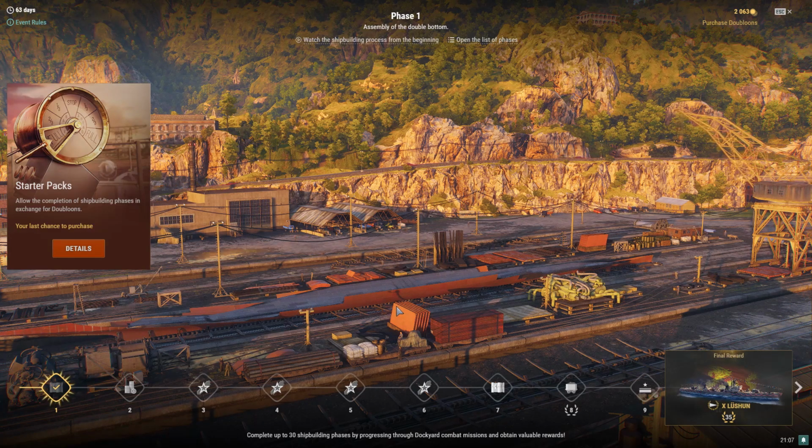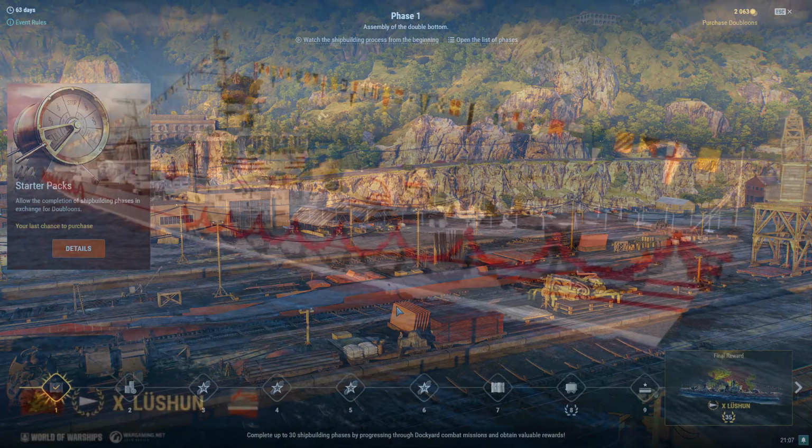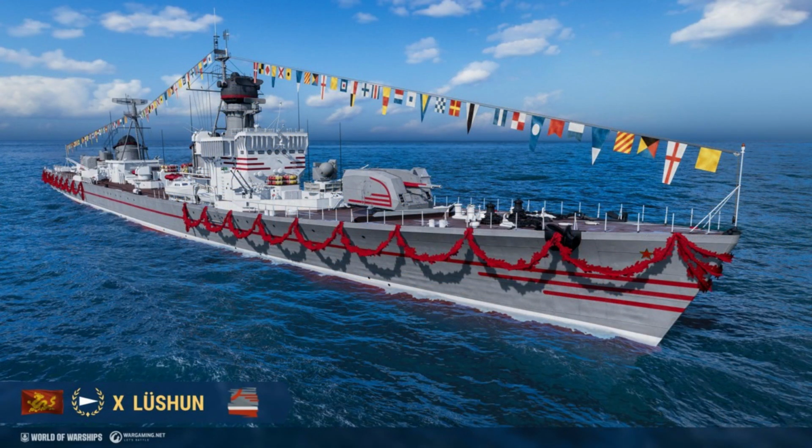So let me go ahead and answer the question now. Do I think Lüshun is worth it? Well, let me read you some information that they have on this ship in the wiki. Maybe I can change the picture here in the background so it's not so boring. I'm just going to read the overview and the pros and cons.